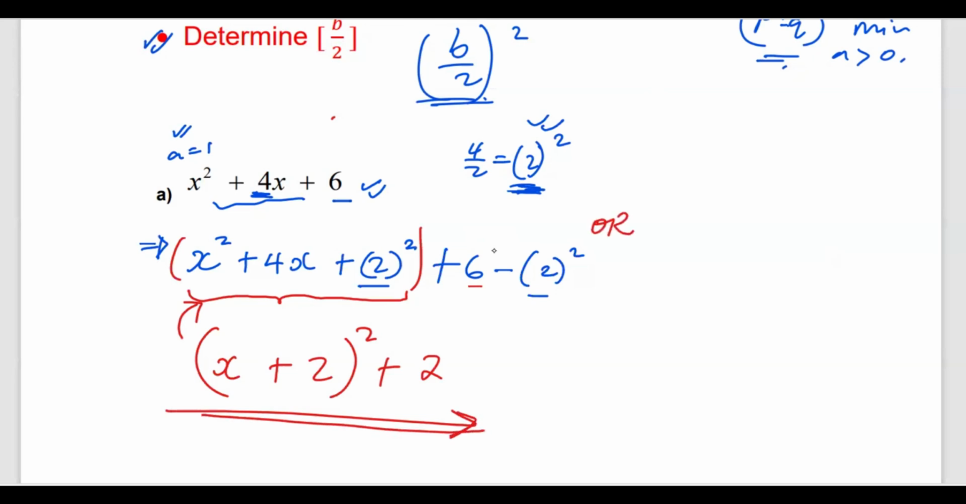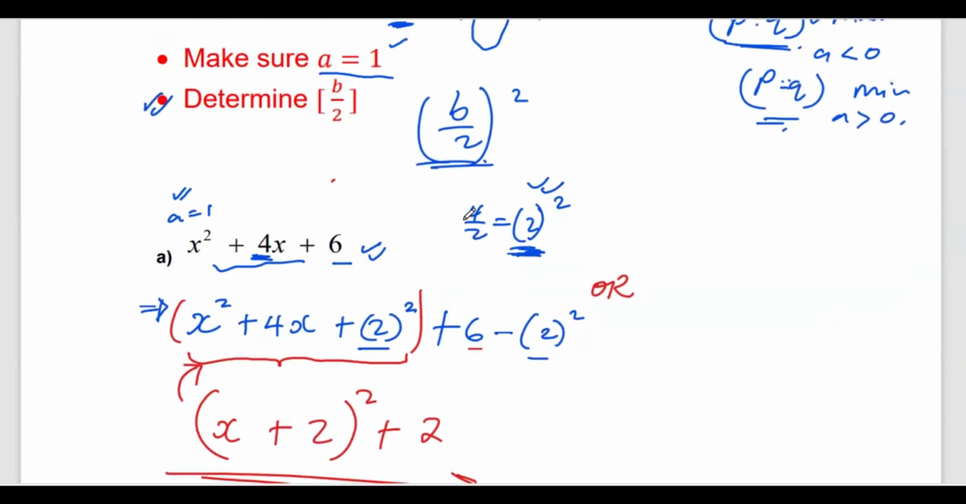So the shortcut to this is simple, okay? For as long as the A is 1, then just go ahead and open the brackets. Let's put the x there, and let's look for a b.